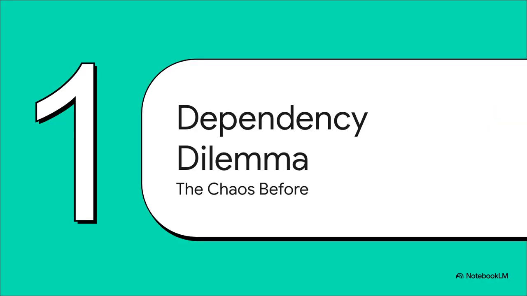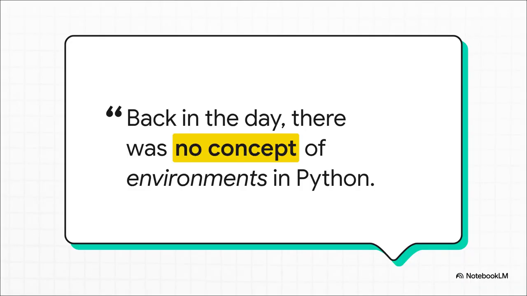Let's get to it. Okay, Section 1, the dependency dilemma. Before we can really appreciate the solution, we've got to understand the problem. And trust me, it was a problem. We're talking about a level of chaos that developers fittingly nicknamed dependency hell. This quote really nails it. Back in the day, things were, well, messy.